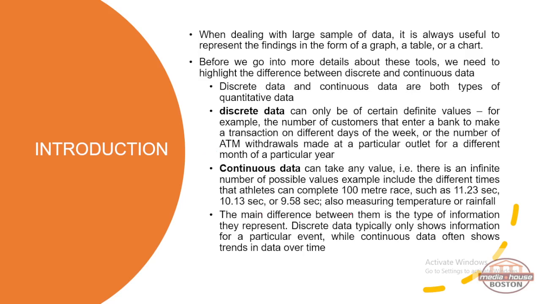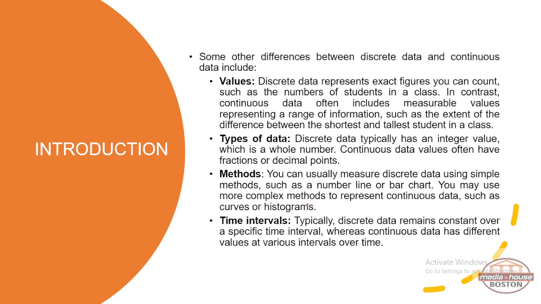So here it says that the main difference between them is the type of information they represent. Discrete data typically only shows information for a particular event, while continuous data often shows trends in data over time. So some of the differences between discrete data and continuous data are the values. Discrete data represents the exact figure you can count, such as the number of students in a class. In contrast, continuous data often includes measurable values, representing a range of information, such as the extent of the difference between the shortest and the tallest student in class.